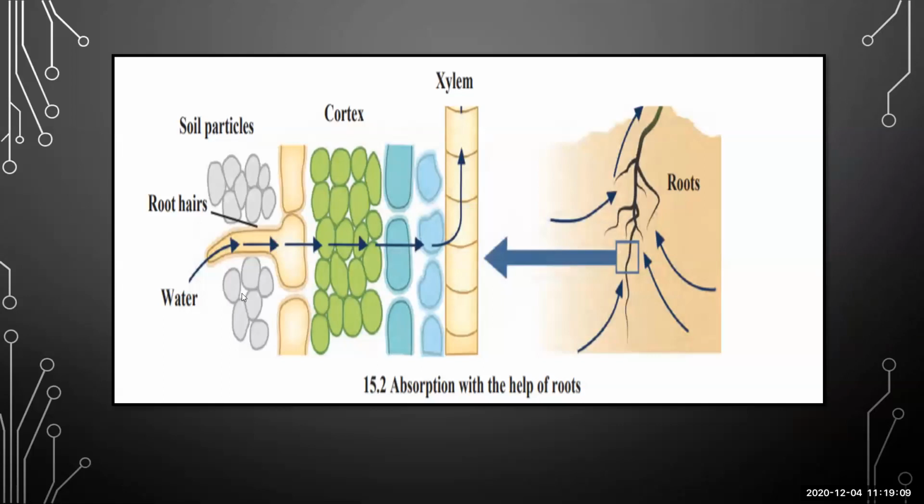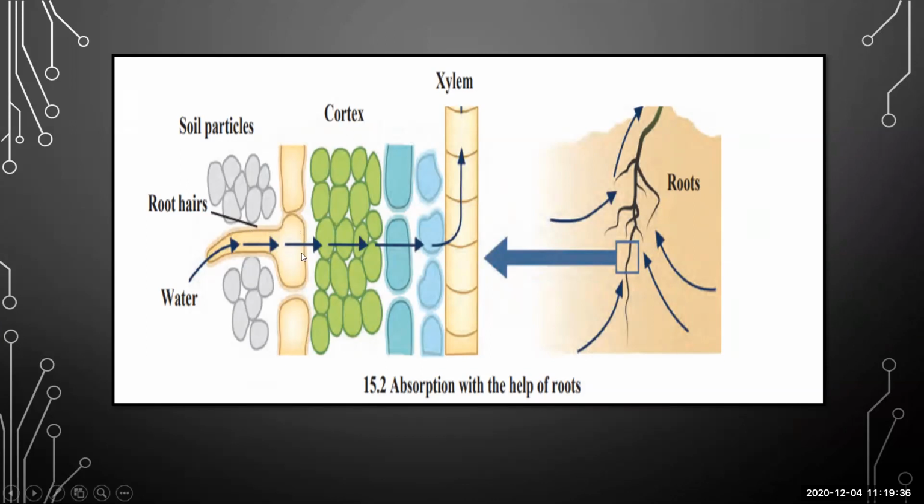Here also you can see this is the picture given in your textbook. The root hairs are present here. The water has been passed from the root hairs. These are the soil particles, and the root hairs penetrating the soil particles. The water from the soil has been absorbed by the root hairs. Then it will go in the upward direction.